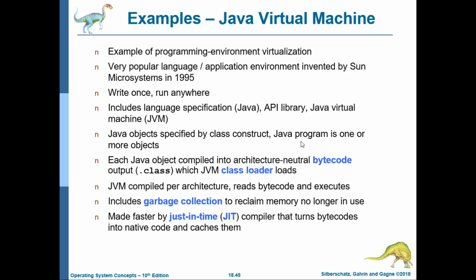It also includes garbage collection to reclaim memory no longer in use. The JVM is made faster by the just-in-time, or JIT, compiler that turns bytecodes into native code and caches them. JIT describes a compiler that converts bytecode to native CPU instructions the first time the bytecode is interpreted, to speed later execution.